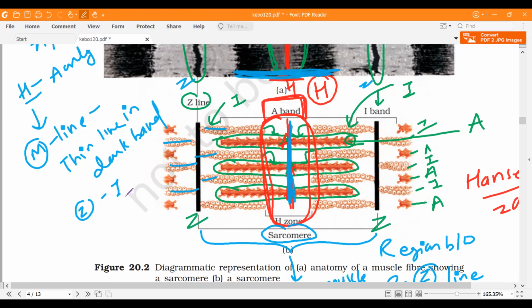Got it right now? Yes, sir. Okay, any other problem? You should know about the H zone, M zone, A zone, I zone, and then only you can get to the next part. Okay, beta, so this much should be clear.